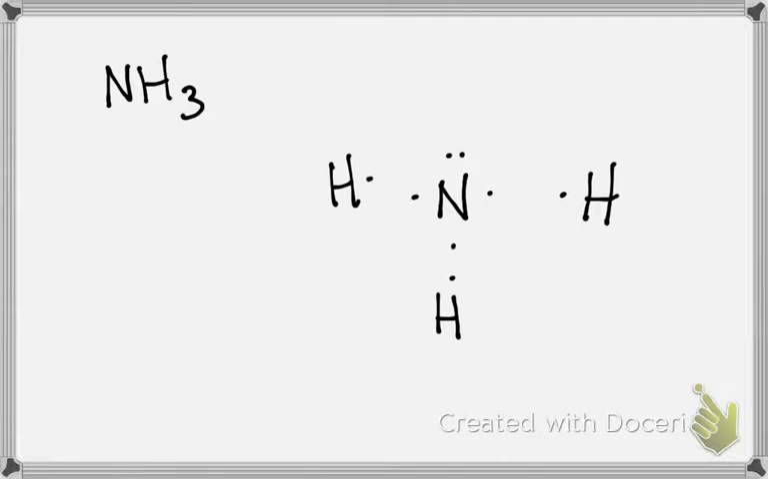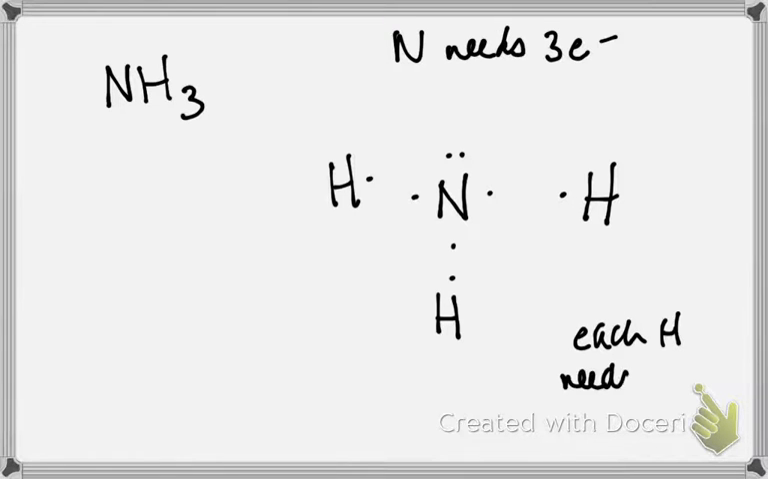So we've got nitrogen here in the middle. Nitrogen's got 5 valence electrons currently, so that means it needs 5, 6, 7, 8. It needs 3 more electrons in order to fill its outermost shell. So nitrogen needs 3 electrons. Now each hydrogen has 1 electron currently, and since hydrogen only has that innermost small shell, hydrogen is going to have a nice full shell and be happy when it has 2 electrons in that innermost shell. So each hydrogen needs 1 electron.